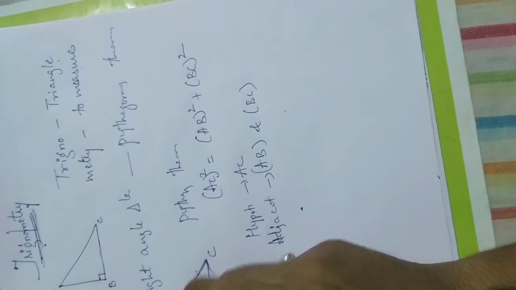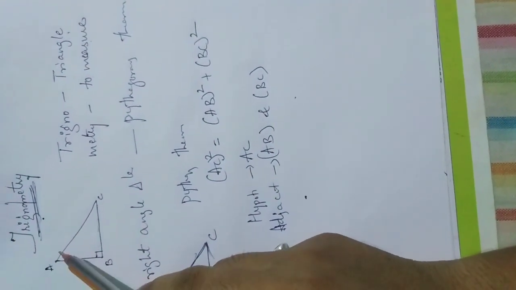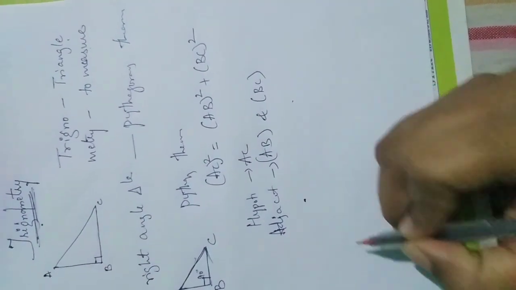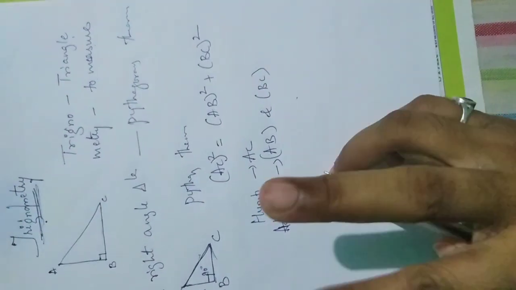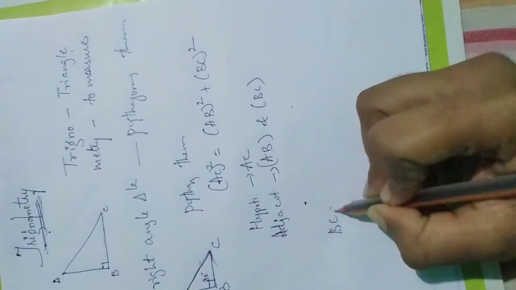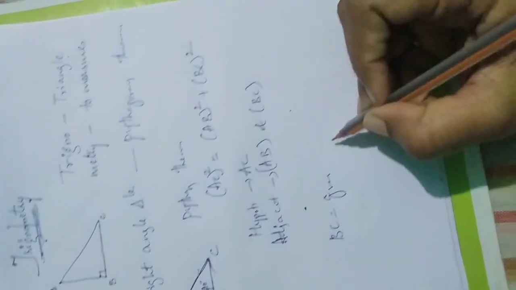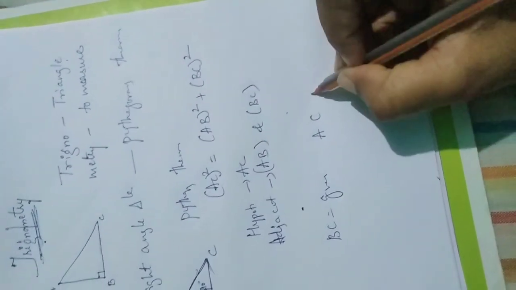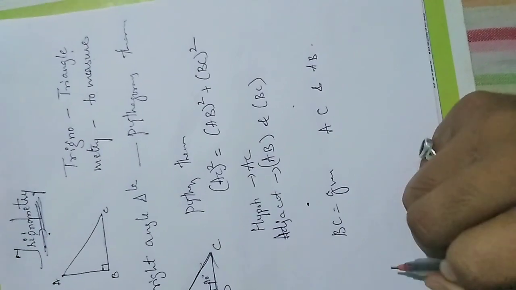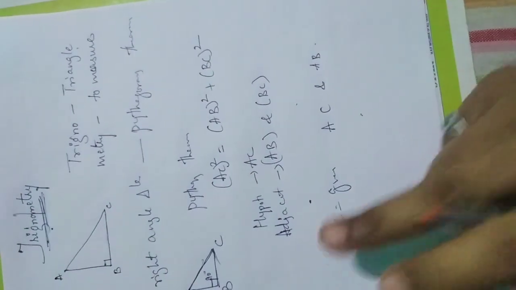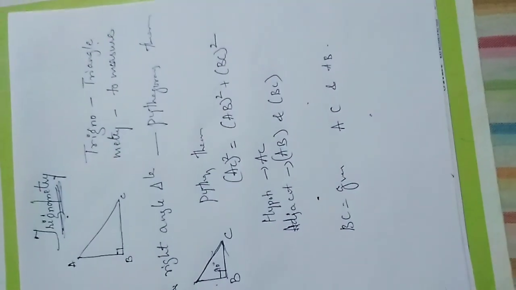But in this trigonometric right angle triangle, if one side is given, we can be asked to find the other two sides. If BC is given, they'll ask you to find AC and AB. So with the help of trigonometric ratios, we can find the other two sides of a triangle.